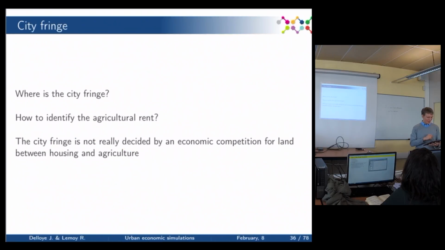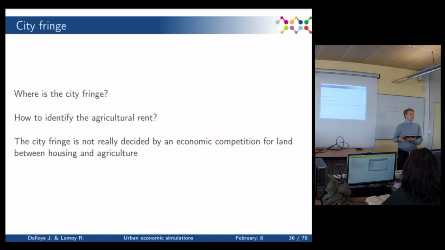Okay, so another problem. How to determine the city fringe. So for a real city, where do you put this city fringe? Where do you measure the agricultural rent? If you suppose in this model that at the border of the city, land is used for agriculture after the border, well, if you look at real cities, the city fringe is not really decided by a competition for land between households and agriculture. It's a bit more complex than this.